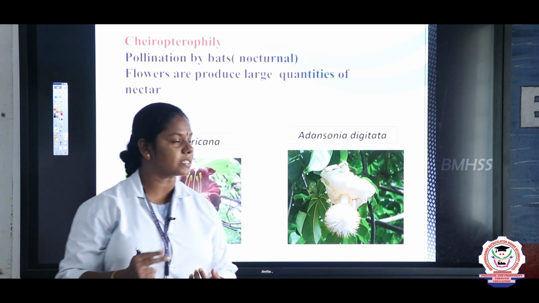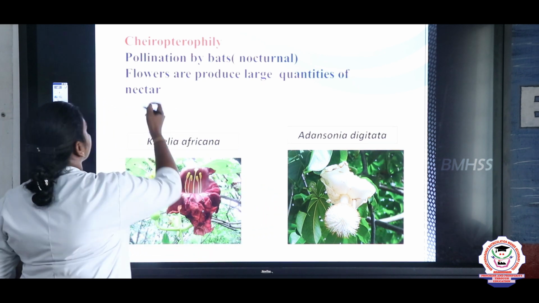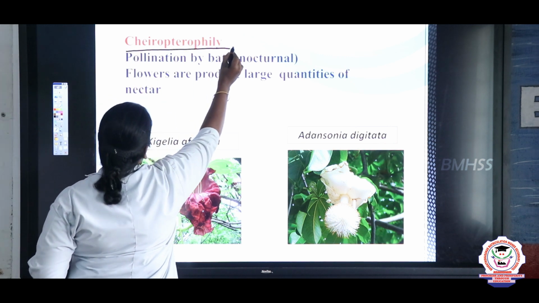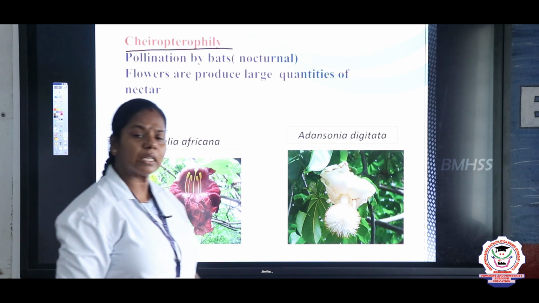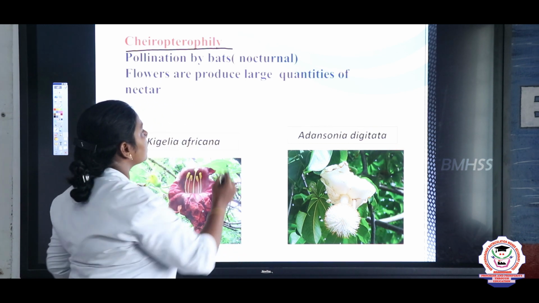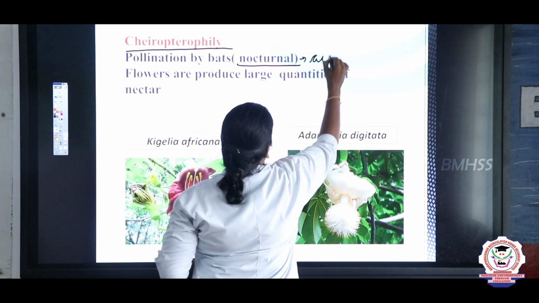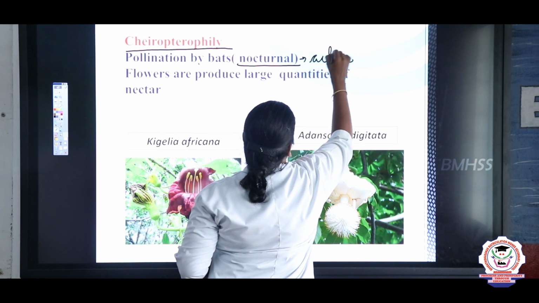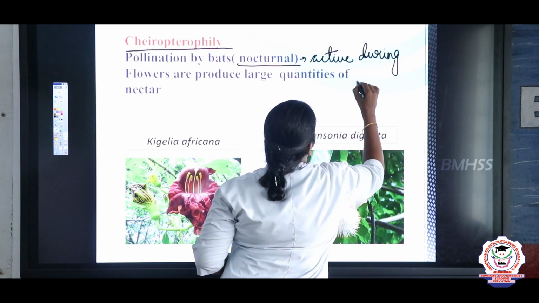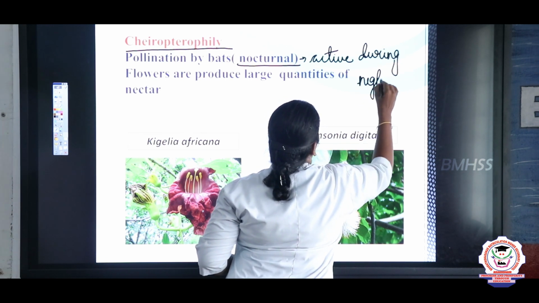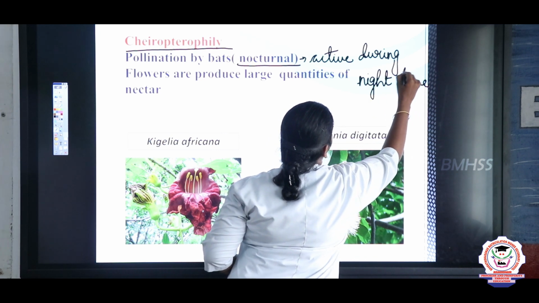And the second type is pollination by bats. What is the name, children? Chiropterophily. Usually the bats are nocturnal. What do you mean by nocturnal, children? Nocturnal means active during night time. Active during the night time, we call it nocturnal.